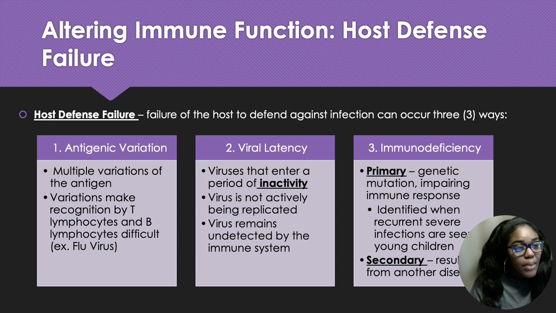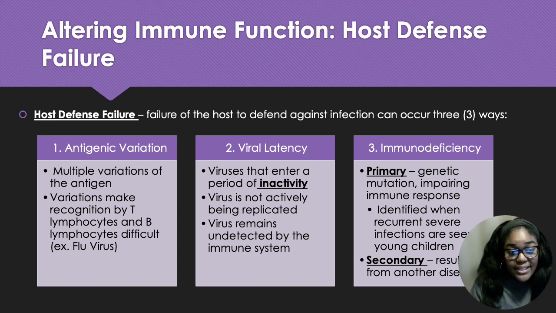So here we'll talk about the secondary way to alter immune function, and this is called host defense failure. It is the failure of the host to defend against infection. And there are 3 different ways that this can occur. You have antigenic variation, which means that there are multiple variations of that antigen. With multiple presentations or variations of that antigen, it makes it very difficult for those T lymphocytes and B lymphocytes to circulate and recognize that the antigen is foreign.